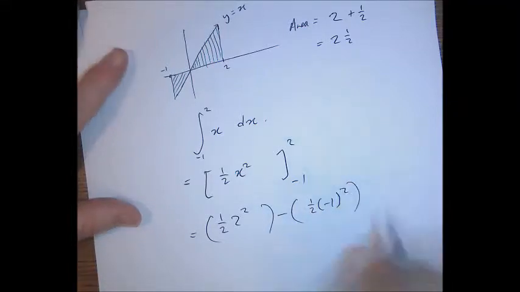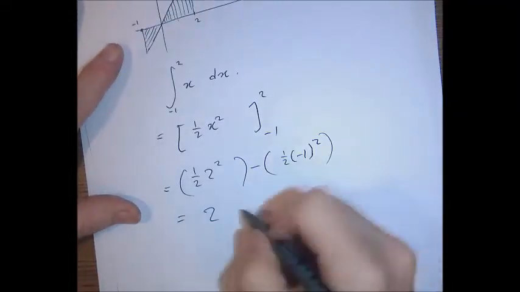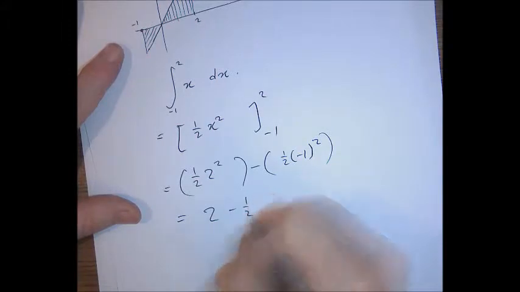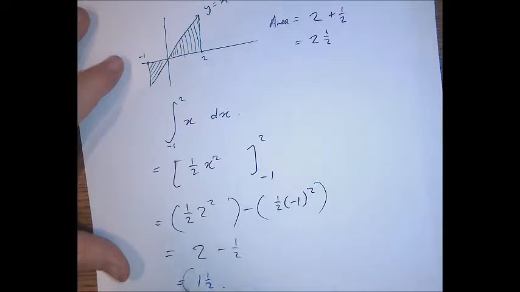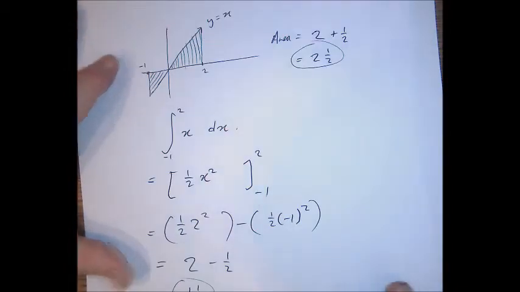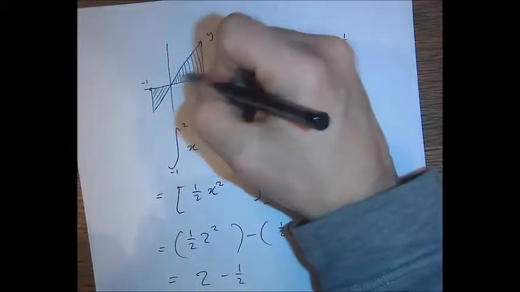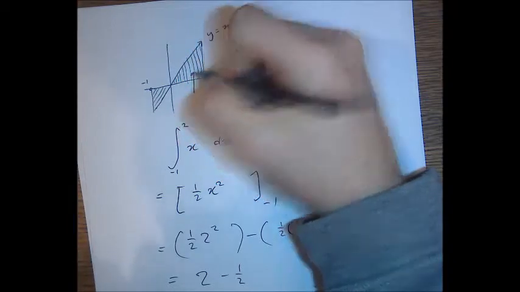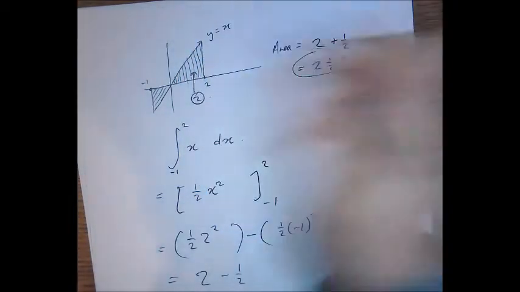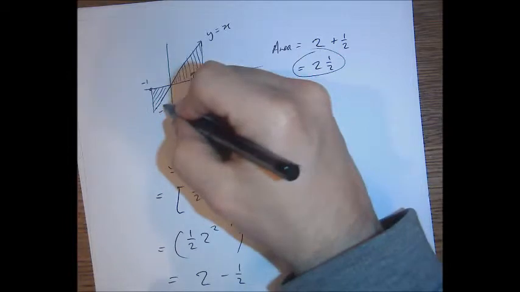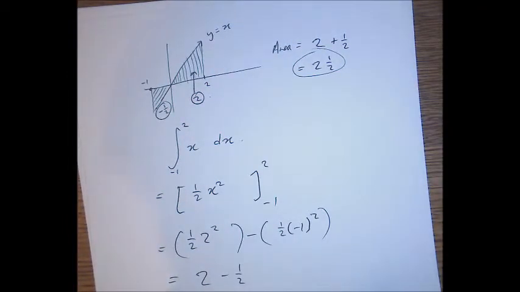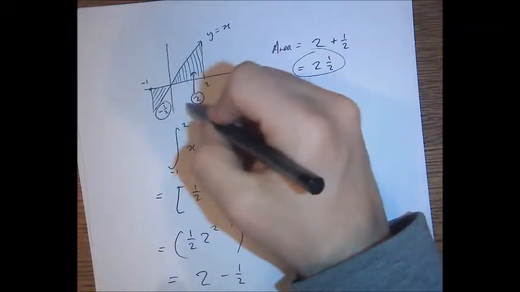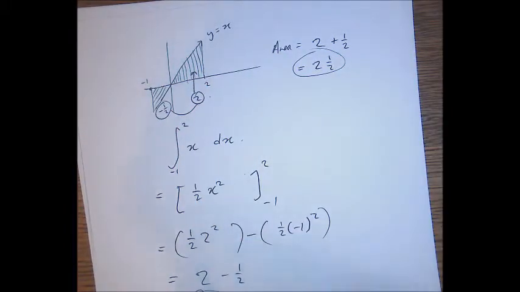Now what's happened is it's treated this as a positive area and it's got an answer of 2. It's treated this as a negative area because it's below the x-axis, and it's treated that as a -1/2, and it's added those two numbers together, and that's where 1.5 has come from. But in fact, what you should do is not add 2 and -1/2, you should add 2 and +1/2, and then you get the correct answer of 2.5.